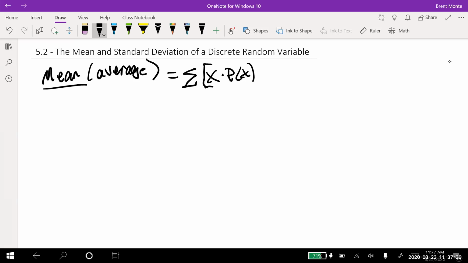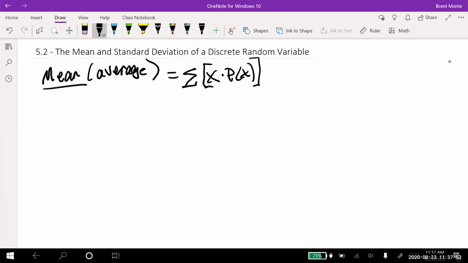Now the book doesn't put a bracket here, but I like to, because sometimes I'll find my students will add up all the x's and then multiply it by p of x, which they typically just pick the total, the sum, and then all you have is really the sum of the x's, but it's each x times its probability, and then you add all those up.